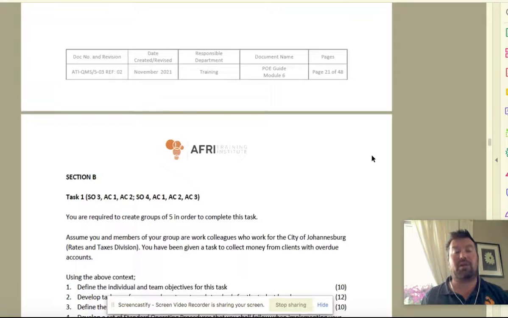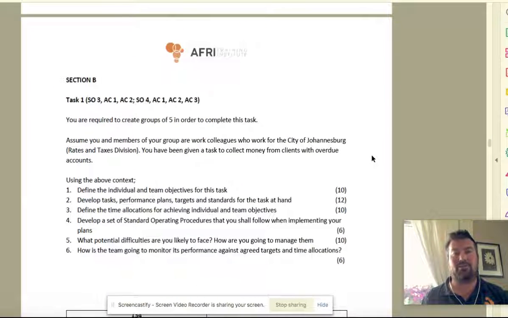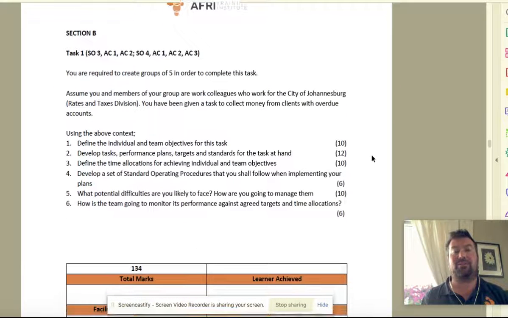Now there's some practical things that we need to think through. So section B, task number 1. You are required to form a group of 5. So it's going to probably be easier if you guys just connect via social media or via WhatsApp, or even have an in-person discussion at some point. But it's fairly simple in terms of this process.